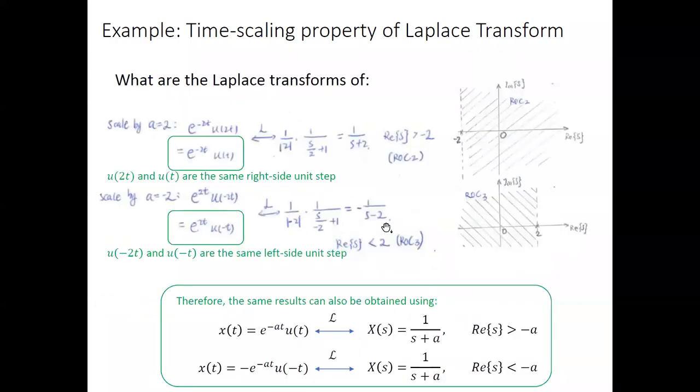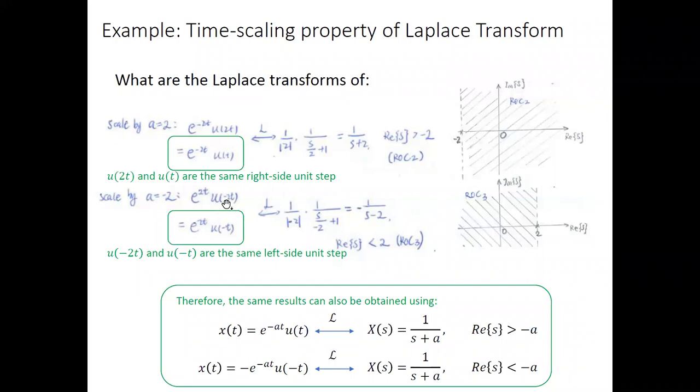The results above can be checked using an alternative method. One thing we observe is that the signal u of 2t, which is a time scaling of u of t, actually looks the same as u of t, because both take value 0 when t is negative and value 1 when t is positive. So the signal exponential minus 2t u of 2t equals exponential minus 2t u of t. For exponential minus 2t u of t, we've calculated its transform in a previous example. It's just 1 divided by s plus 2 with the real part of s larger than minus 2, because u of t is right sided, so the region of convergence is also right sided. This is the same as what we obtained on the last slide.